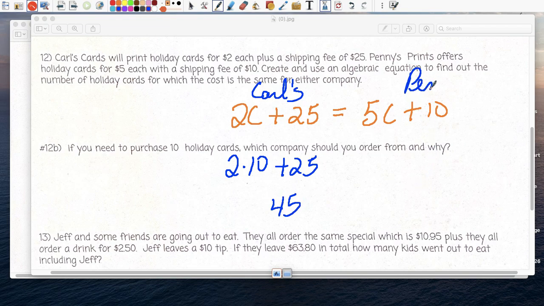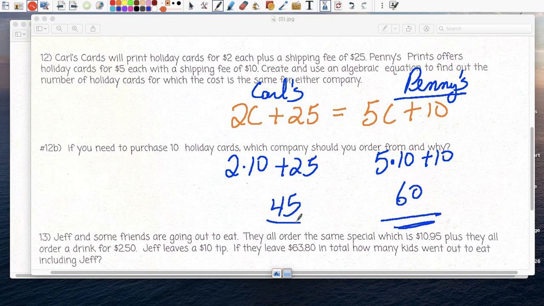But Penny, let's say we're making 10 cards. So it would be 5 times 10 plus 10. 5 times 10 is 50 plus 10 is 60. So at Penny's, if you want to make 10 cards, you would much rather go to Carl's because it's cheaper.